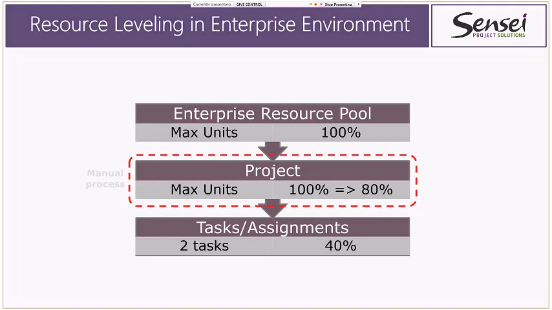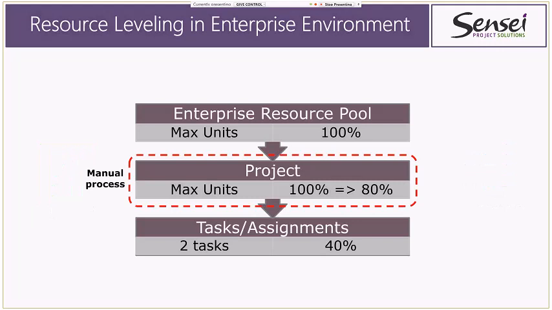The trick here is that in an enterprise environment, your resources are always going to come in at 100% or whatever your administrator has set the max units as. So that means that every time you do resource leveling or you want to see over-allocations, you have to change max units to 80% or whatever the number is. So keep that in mind.